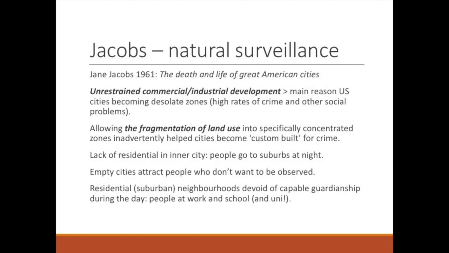In 1961, Jane Jacobs released The Death and Life of Great American Cities. Now, in this work, it was argued that unrestrained commercial and industrial development was the main reason that U.S. cities became desolate zones, with high rates of crime and other social problems. In conjunction with this was the fragmentation of land use into specifically concentrated zones, and this inadvertently helped cities become custom-built for crime. So what this is getting at is how some areas or parts of a city are industrial, some will be residential, and so on.